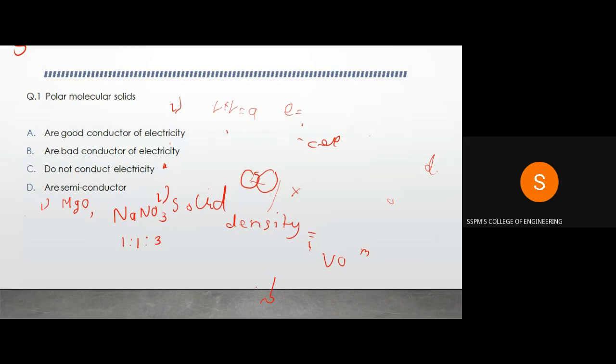Okay, next is the self-interstitial. Means what? Self-interstitial means what? The extra particle occupies empty interstitial space.